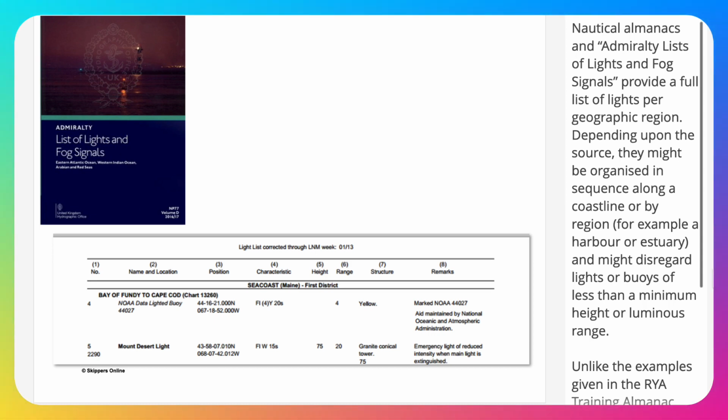Nautical almanacs and Admiralty lists of lights and fog signals provide a full list of lights per geographic region. Depending upon the source, they might be organized in sequence along a coastline or by region, for example a harbour or estuary, and might disregard lights or buoys of less than a minimum height or luminous range. Unlike the examples given in the RYA Training Almanac, for example on page 31, which are not representative of the real world, they give the geographic position of each light, enabling the navigator to quickly establish the identity of a light by its observed characteristics.